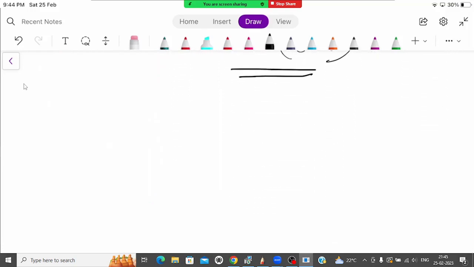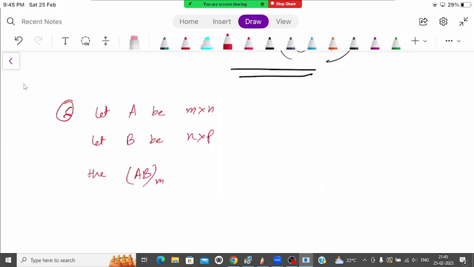Now we are going to see the sixth property. Suppose A matrix is an M cross N matrix, and B matrix is an N cross P matrix. So the product AB matrix will be an M cross P matrix, because these two are equal.